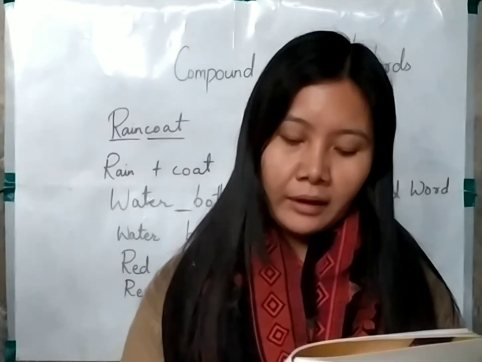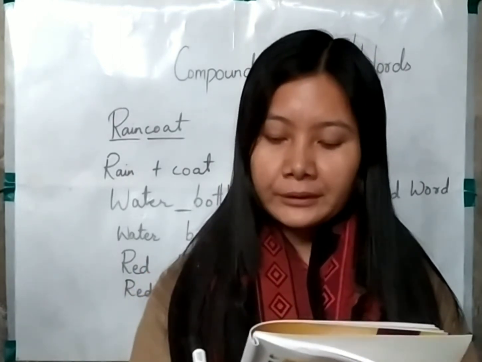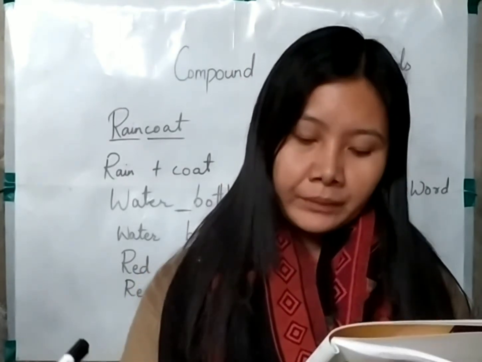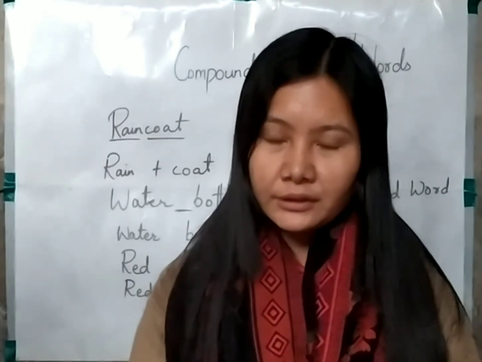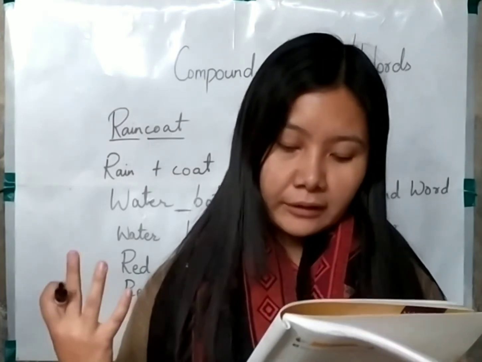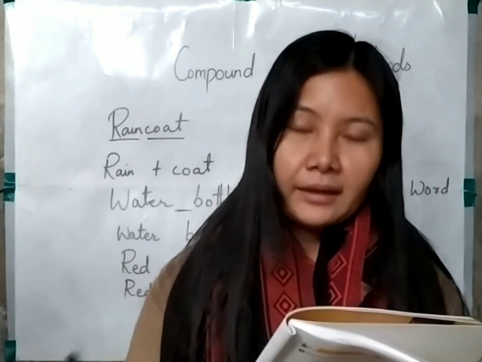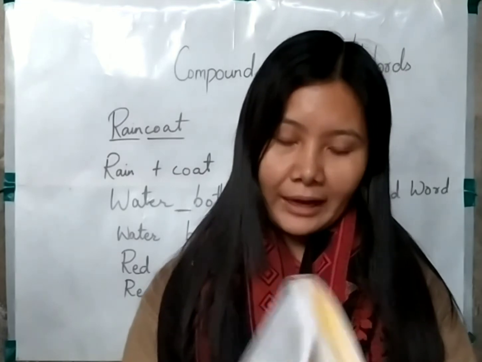Today we have discussed compound nouns, and we saw that there are three kinds of compound nouns or words. If there is a space in between, we call it an open compound word. If there is a hyphen in between, we call it a hyphenated compound word. And if there is no gap in between, that is the words are combined together and read as one word, it is called a closed compound word. So we have completed this chapter.